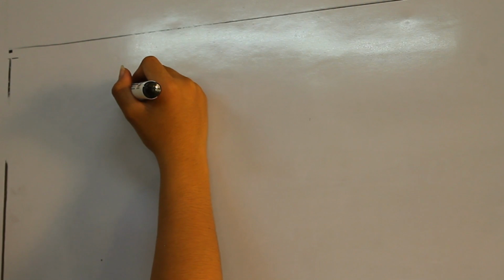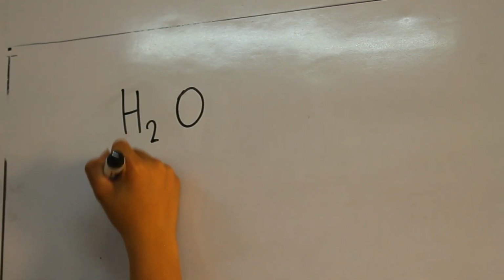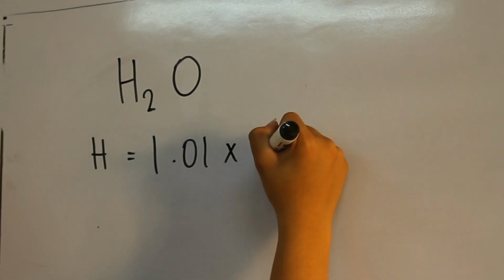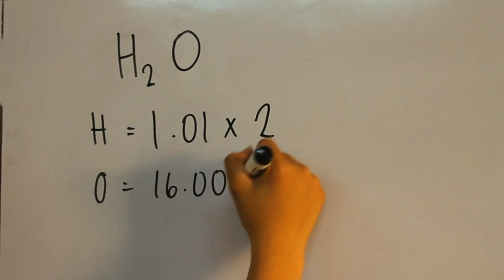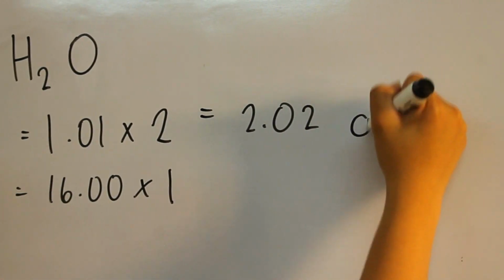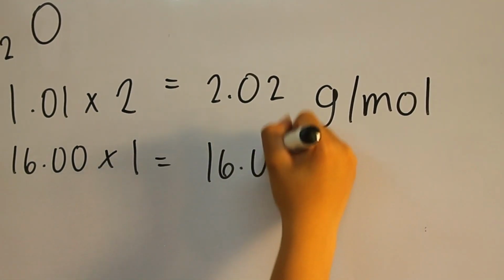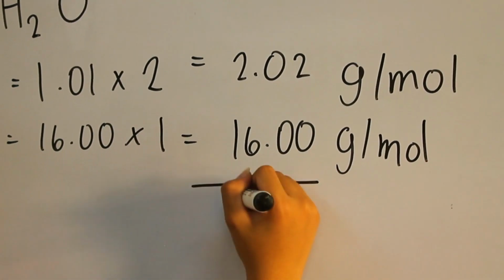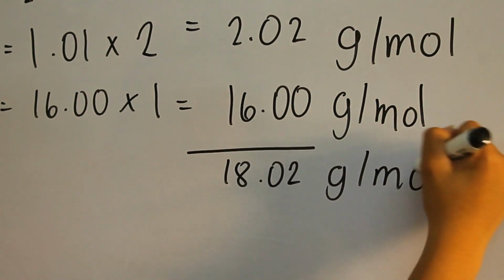Percent composition tells us how much of an element there is in a compound. To find out the percent composition of hydrogen and oxygen in water, we need to find the molar mass of water by adding the molar masses of the constituent elements. Hydrogen has a molar mass of 1.01 grams per mole, multiplied by 2 since it has 2 atoms in the formula. Oxygen has a molar mass of 16 grams per mole. Therefore, water has a molar mass of 18.02 grams per mole.